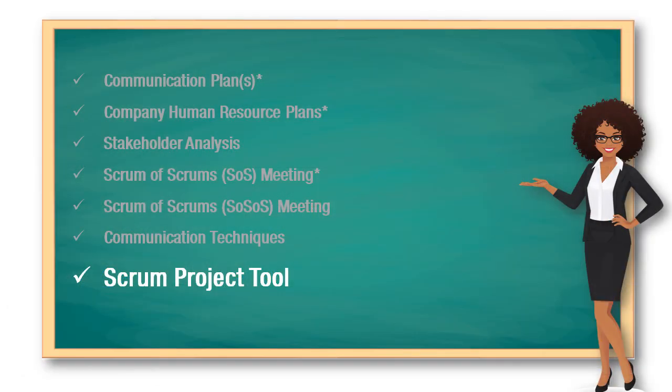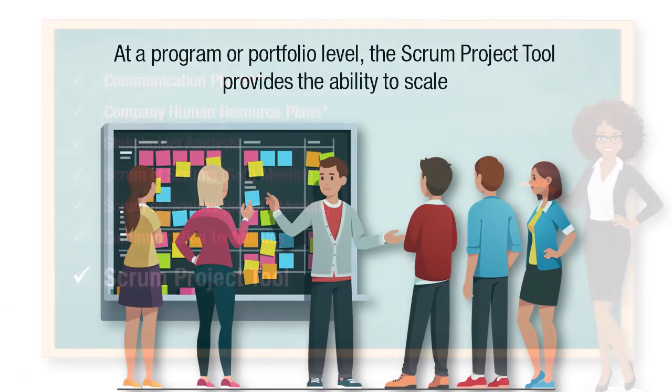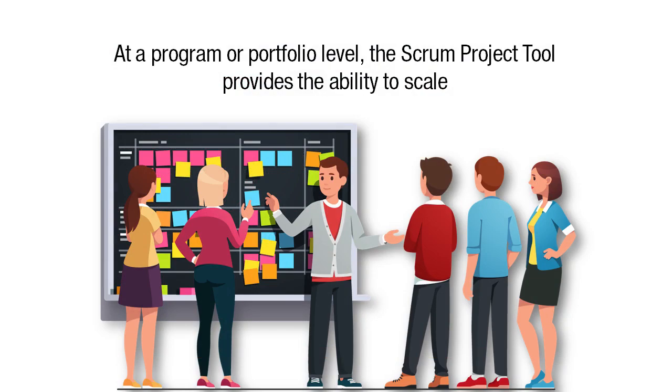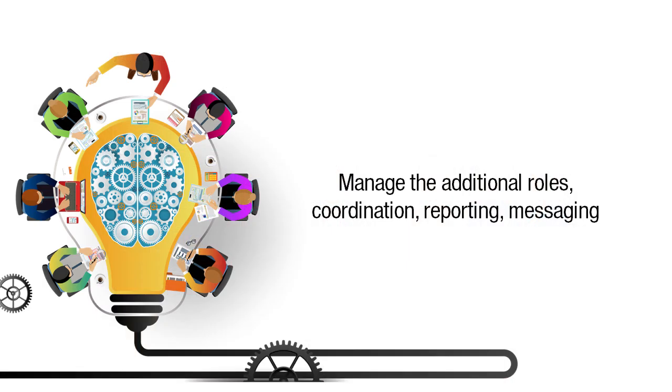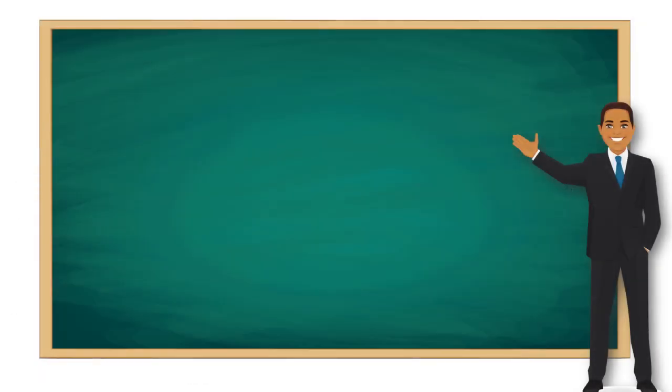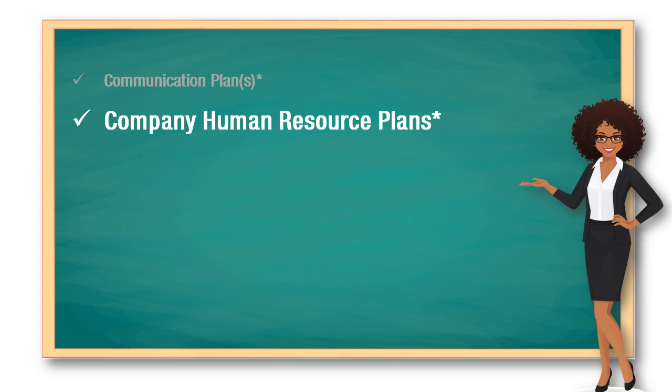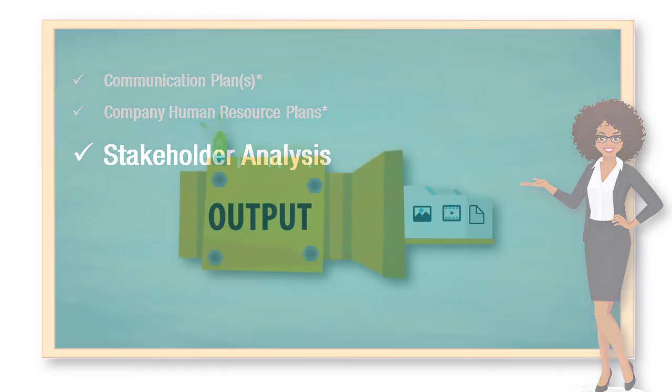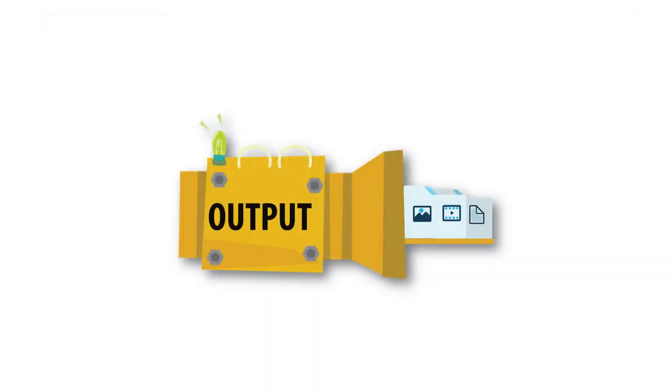Another tool is the Scrum Project Tool. At the program or portfolio level, the Scrum Project Tool provides the ability to scale in order to manage the additional roles, coordination, reporting, communications, and other relevant requirements. Other key tools of this process, which are discussed in other videos of this course, include Company Human Resource Plans and Stakeholder Analysis. Now that we have discussed the tools, let's take a look at the outputs of this process.